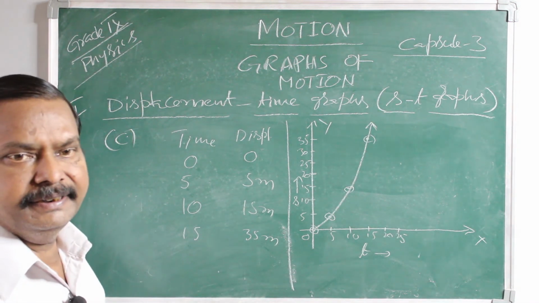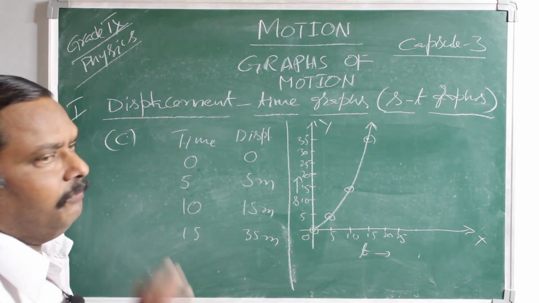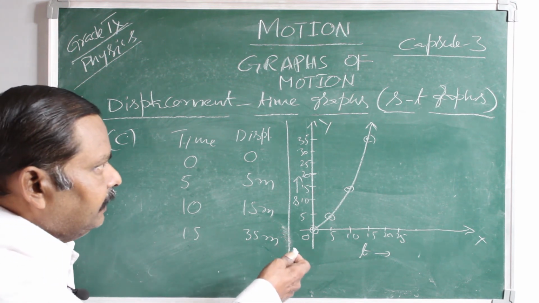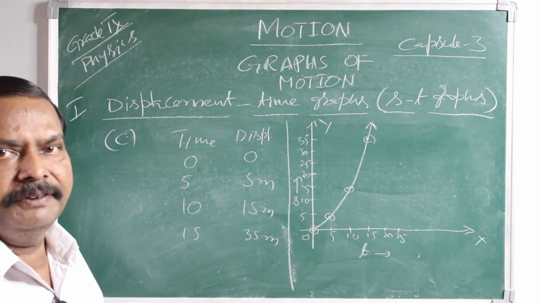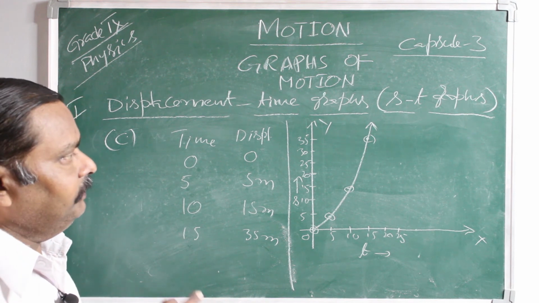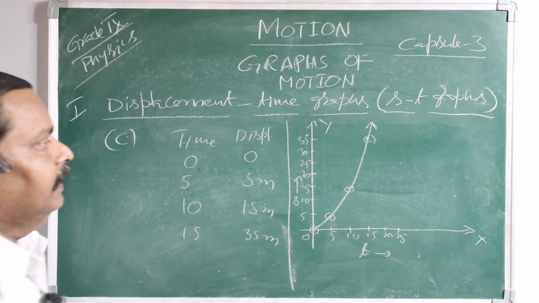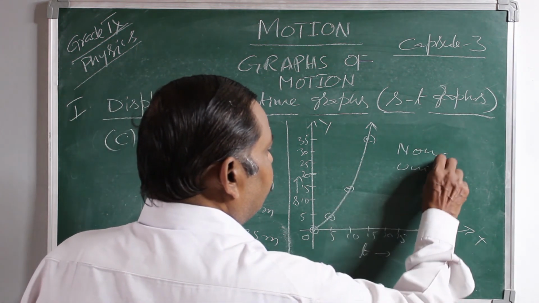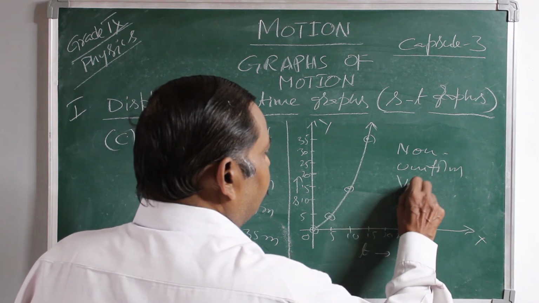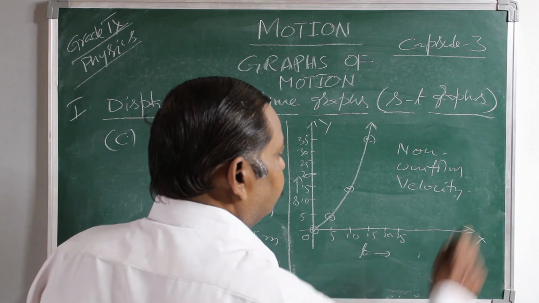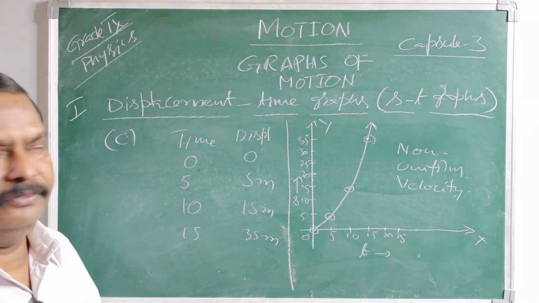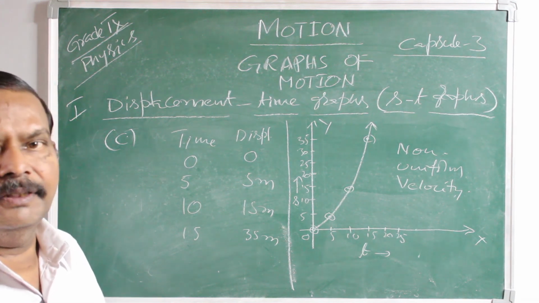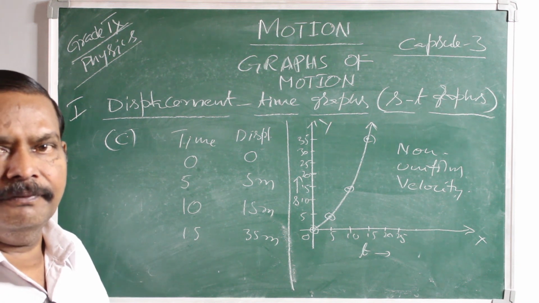It is not a straight line, it is a curve elevated in the upward direction. If you see an ST graph in this shape, that gives you the information that the body is moving with a non-uniform velocity. So whenever the ST graph is a curved line, then it says that the body is moving with non-uniform velocity.